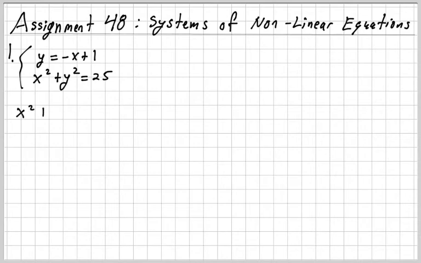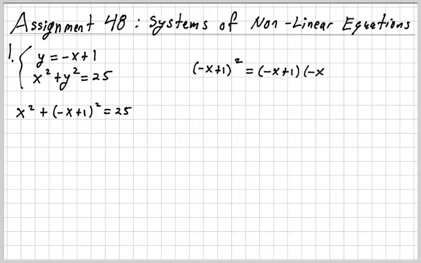So we have x squared plus, and instead of y squared, we're going to put negative x plus 1. So we're going to perform that substitution. Quantity squared is equal to 25. Now let's go ahead and work out what negative x plus 1 squared is. That means negative x plus 1 times negative x plus 1. We'll go ahead and FOIL that out. It's going to be x squared minus 2x plus 1.